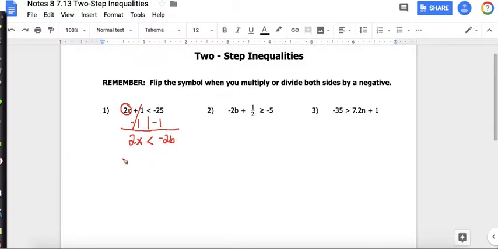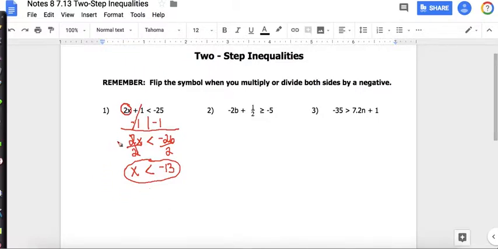Now we still don't have the variable by itself, so we need to do the opposite of multiplication, which is division. The 2 divided by 2 is 1 in disguise, so cross it out. Bring down your variable. Bring down your symbol, and negative 26 divided by 2 is negative 13. So x is less than negative 13.